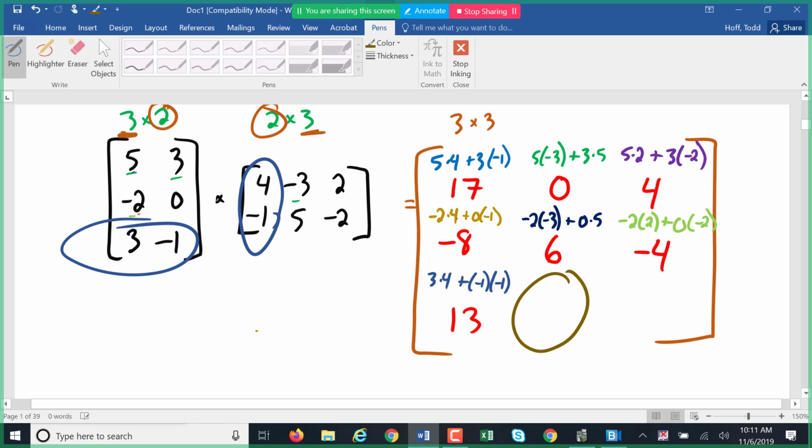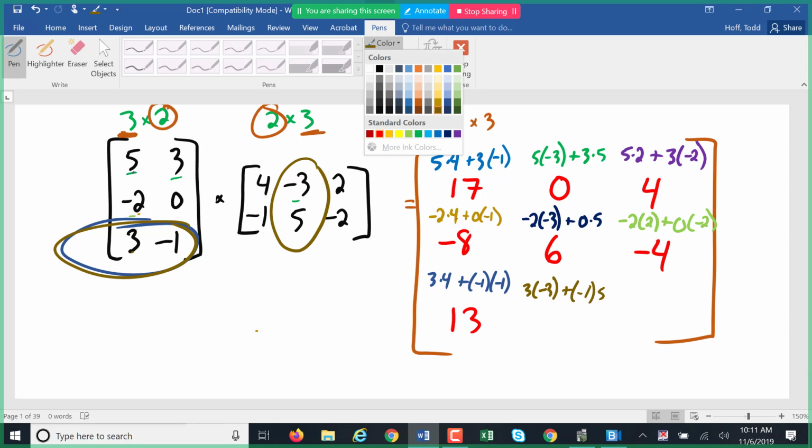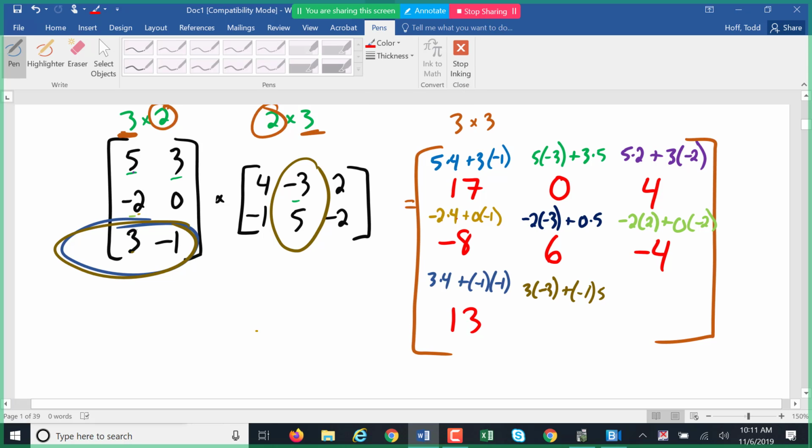Our next element's row 3, column 2. So we're still using row 3 of the first matrix, moving over to column 2 of the second. First element's 3 times negative 3, plus the second element's negative 1 times 5. Oops, negative 1 times 5. 3 times negative 3 is negative 9. Negative 1 times 5 is negative 5. Negative 9 plus a negative 5 is a negative 14.